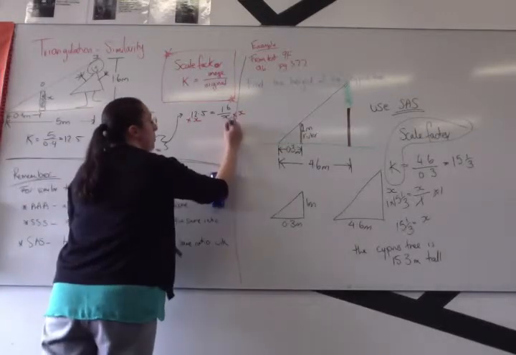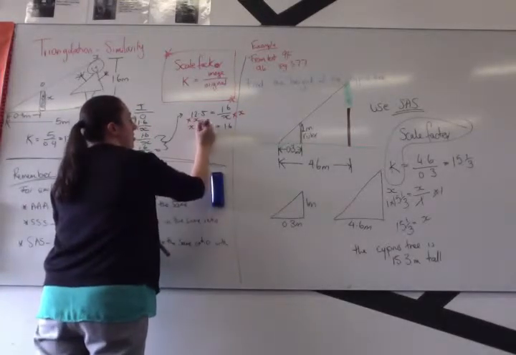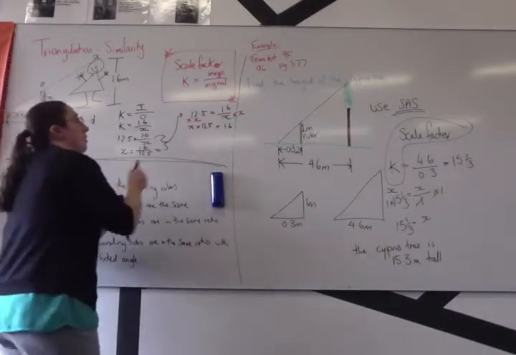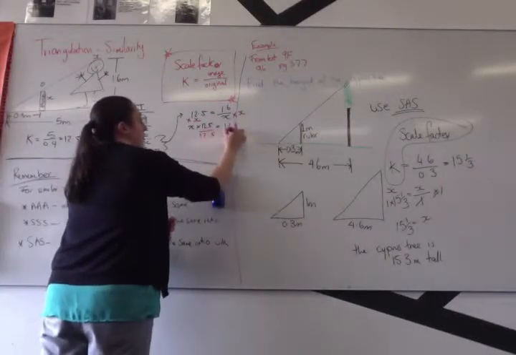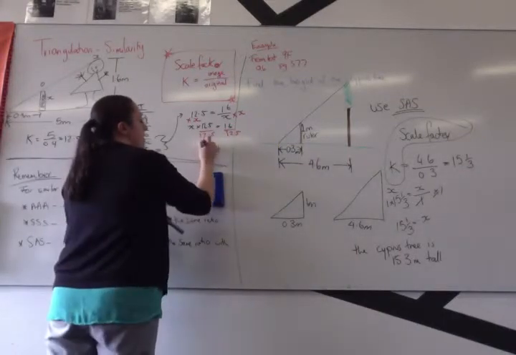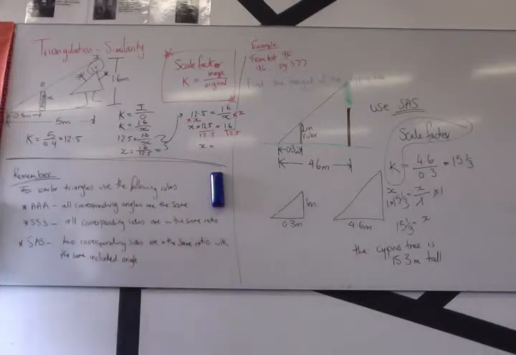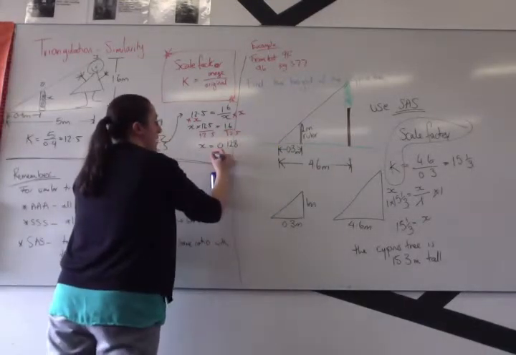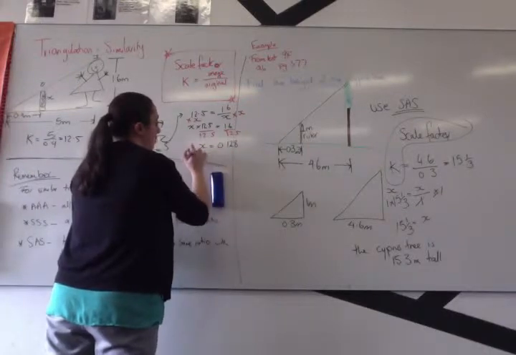So 1.6 is equal to x times 12.5. Get the x by itself. Divide by 12.5. Yes. So x then becomes, what was that calculation? 0.128. So we'd say that the block is 0.128.